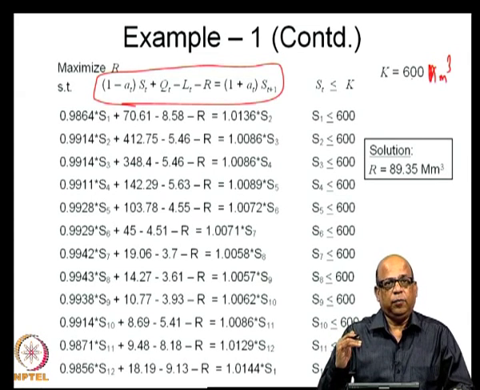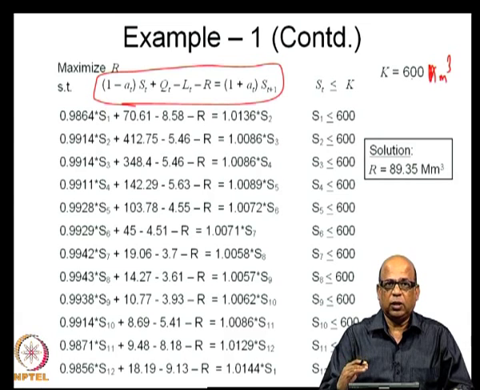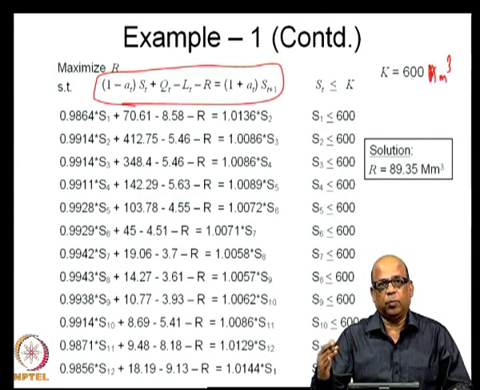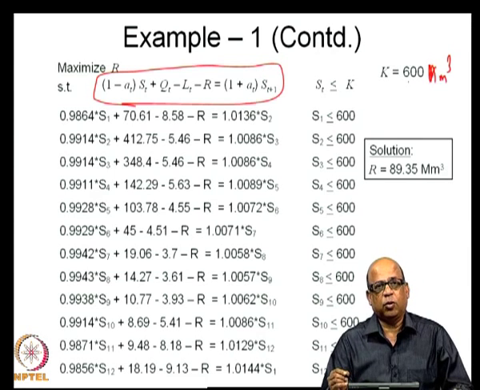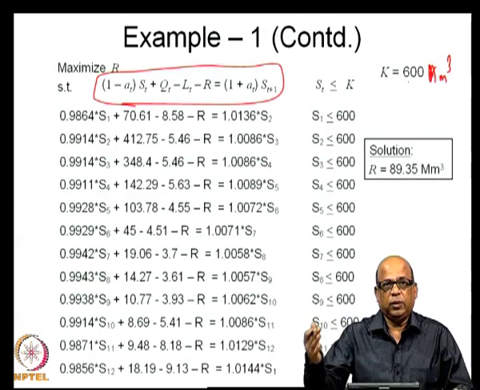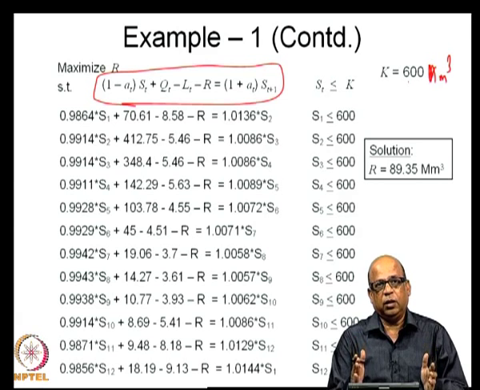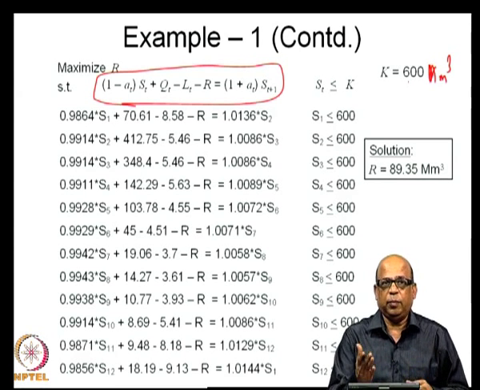If you reduce the storage, what will happen? The yield will also reduce. If you increase the storage, the yield may increase up to a certain point. Why I say may is that, let us say instead of 600 million cubic meters, you had 10,000 million cubic meters. Would it increase by that much amount? No, because it will be limited by the flows that are coming. So, you can only meet the demands up to a certain point, because they will be limited by the flows.